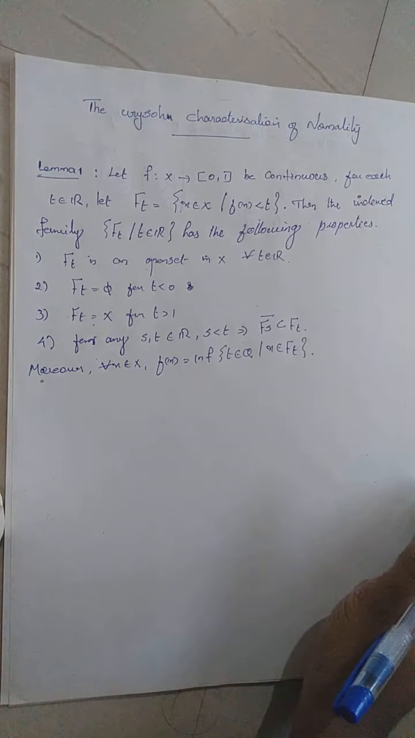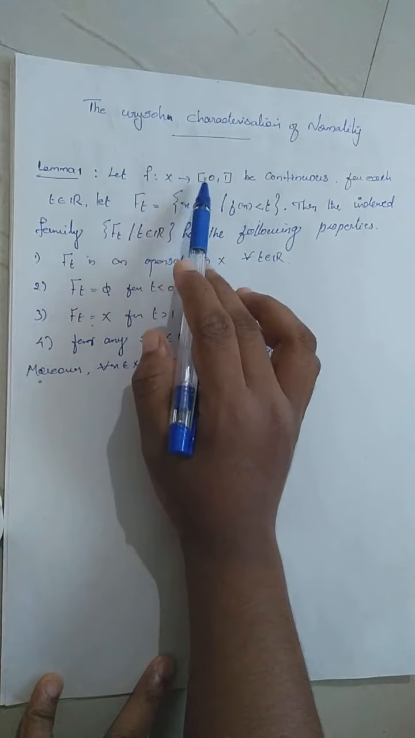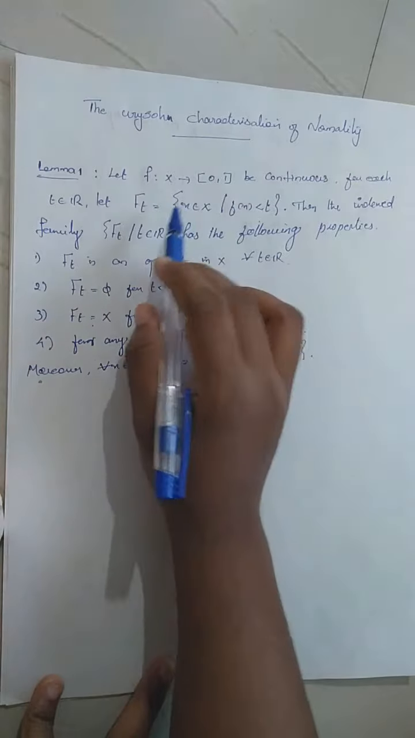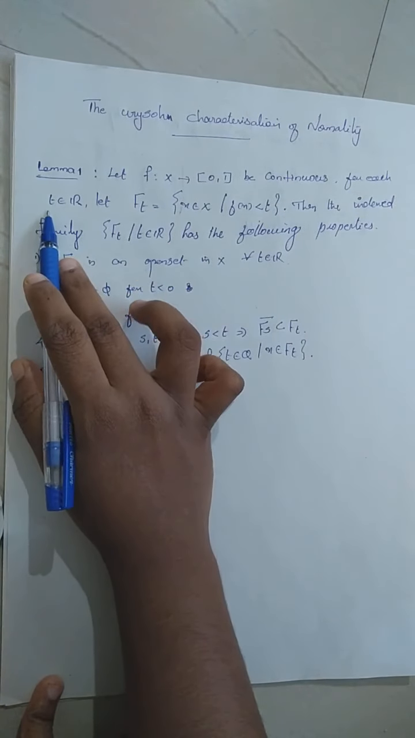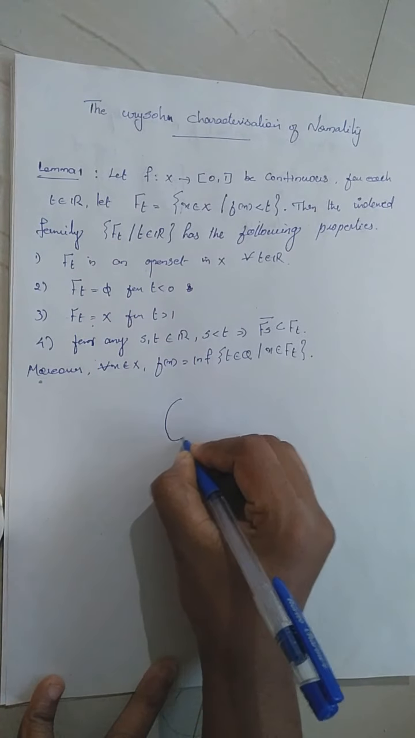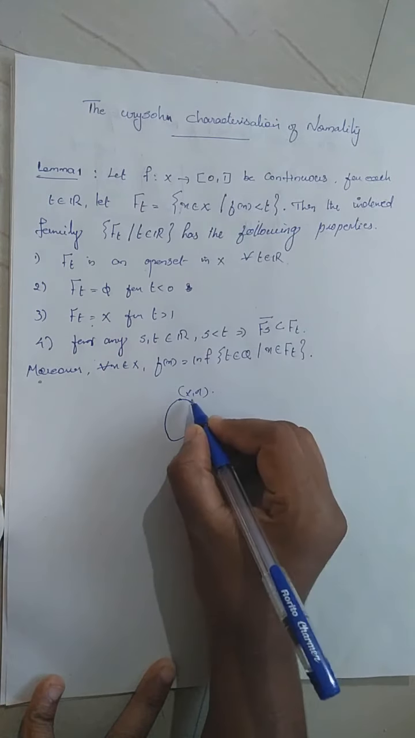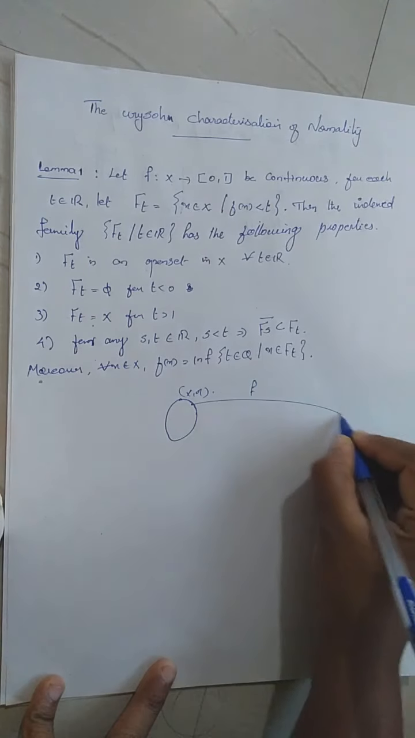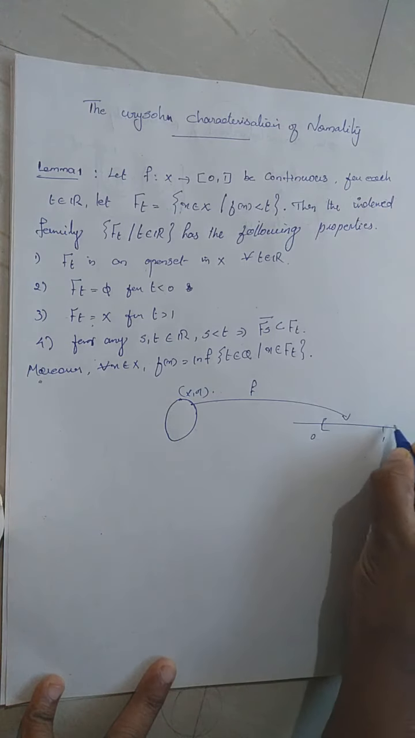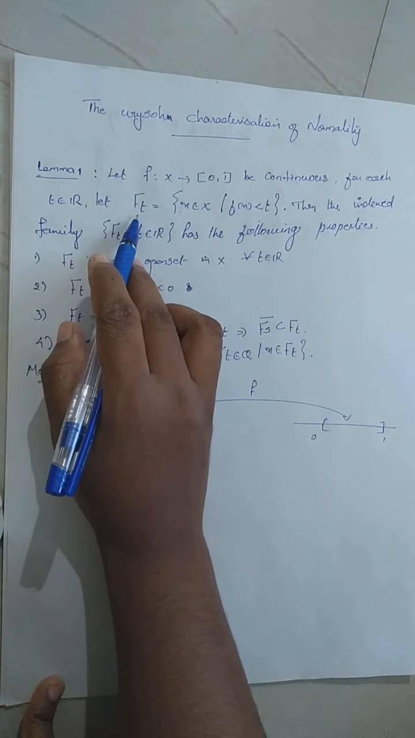Lemma 1 says that suppose we have a continuous function f from X to the closed interval [0,1], where X is a topological space. Then, corresponding to every real number t, we define a set f_t.